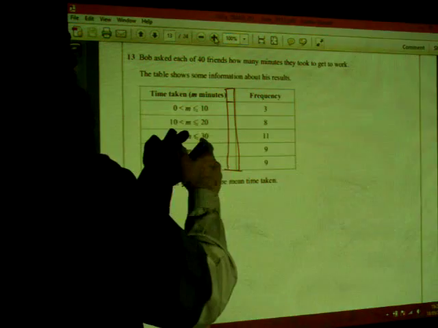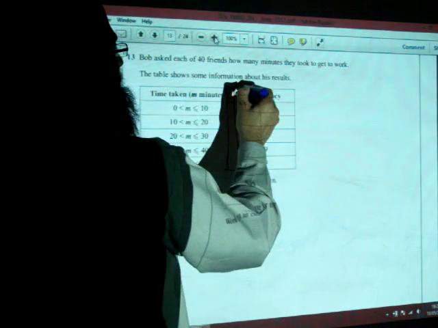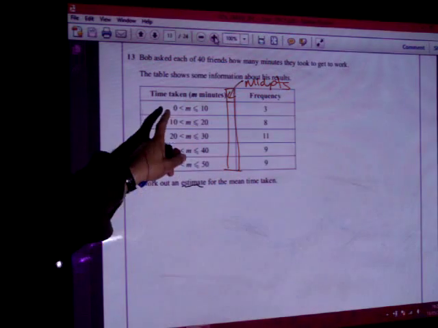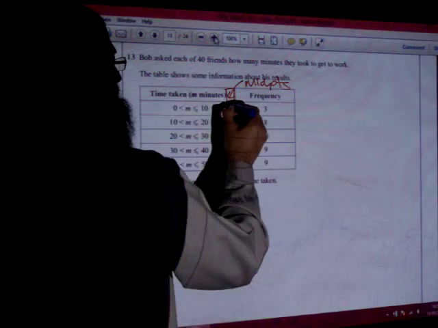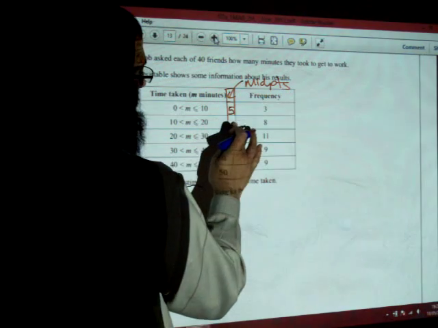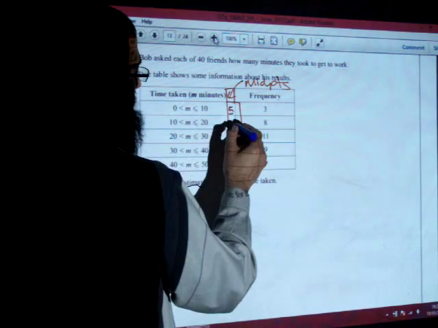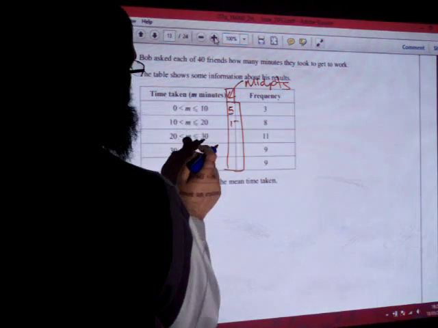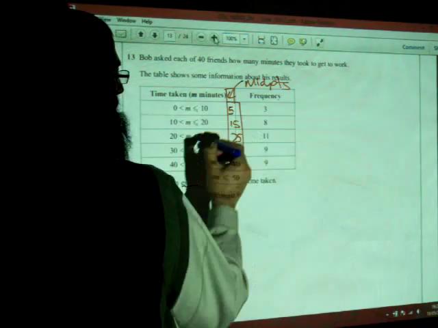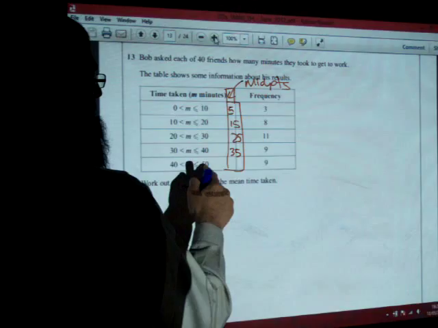And in that column we're going to put the class width. Not class width, midpoint. So in here we're going to have the midpoint values. The midpoint between 0 and 10 is 5. The midpoint between 10 and 20 is 15. Between 20 and 30 is 25. And between 30 and 40 the midpoint is 35. And between 40 and 50 the middle value is 45.